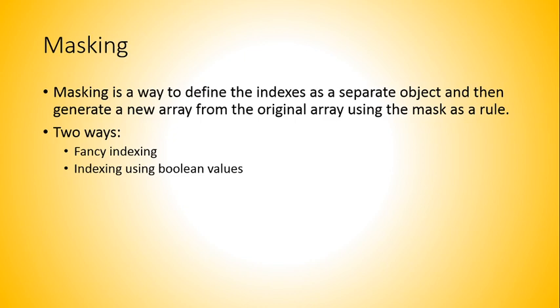So you know that an array can be indexed using the method of masking. Masking is a way to define the indices as a separate object and generate a new array from the original array using the mask as a rule. There are two ways that an array can be masked. One is called fancy indexing, and the other is called indexing using Boolean values. It is important to note that the masking method generates copies instead of views.